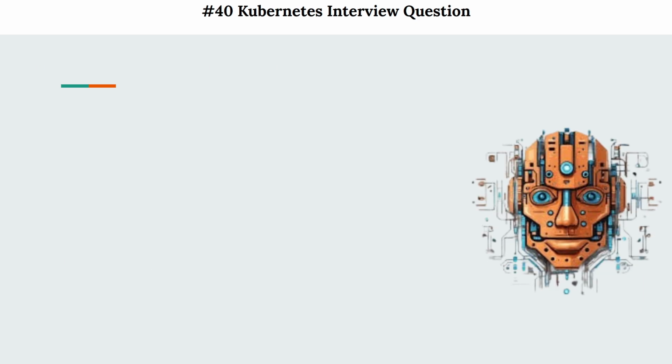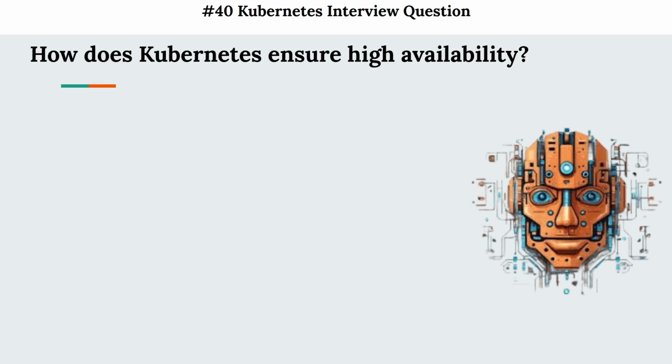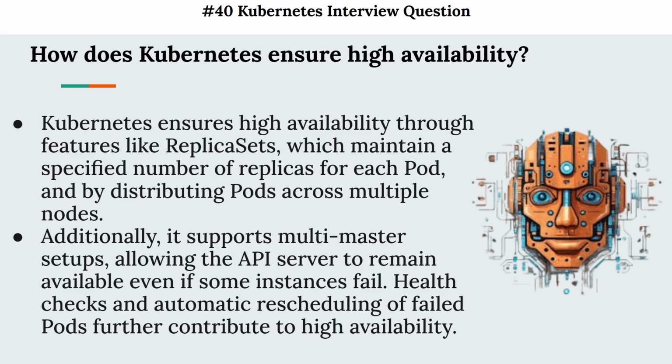Let's move to the 40th question. How does Kubernetes ensure high availability? Let's see the answer. Kubernetes ensures high availability through features like replica sets, which maintain a specified number of replicas for each pod, and by distributing pods across multiple nodes.